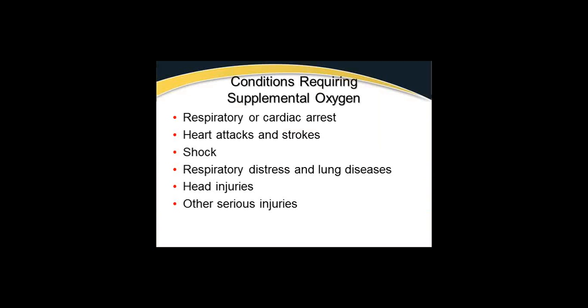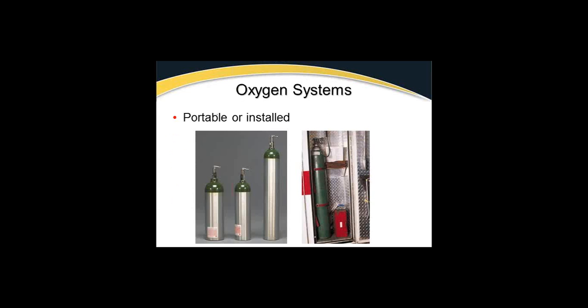So conditions requiring supplemental oxygen are respiratory or cardiac arrest, heart attacks and strokes, shock, respiratory disease, lung diseases, head injuries, altered mental status, other serious injuries. So there's a lot of times in which we're going to give supplemental O2. The two major systems that we use to give this oxygen are the portable, or they refer to it as install. We usually refer to it as a house tank or the main tank.